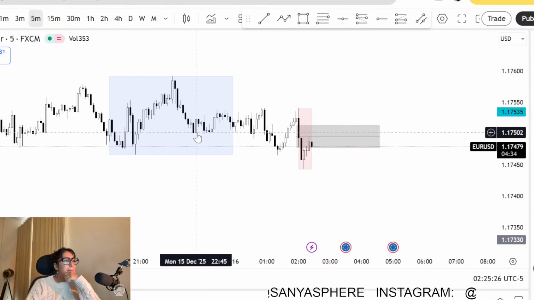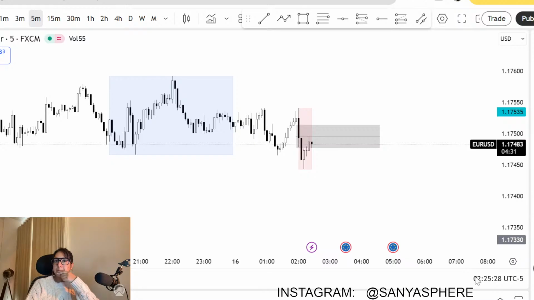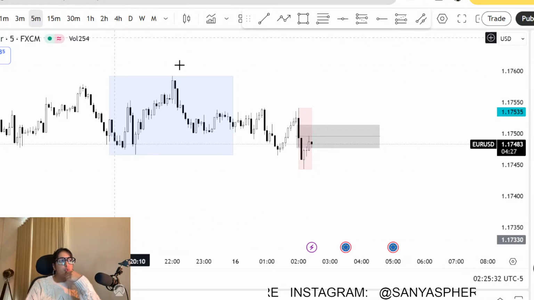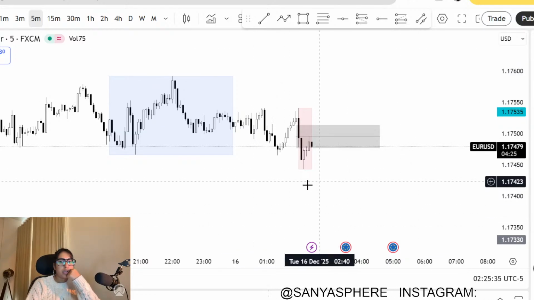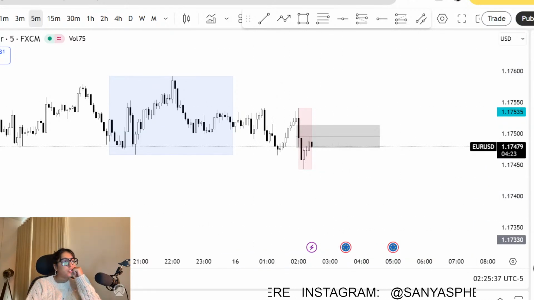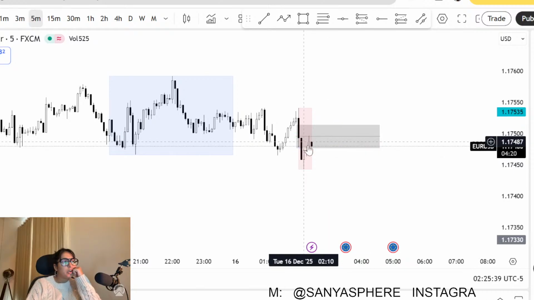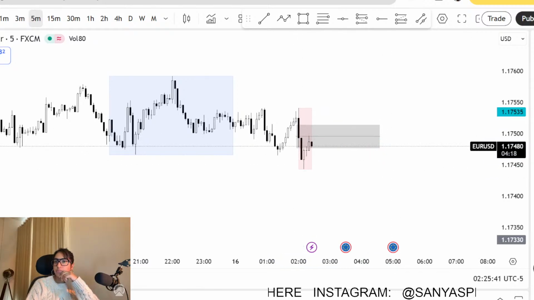Let's see, whoever thinks that it's going to go up, I think you could already enter right over here, because we have a good setup then. We have a good fair value gap tapped in between the fair value gap.